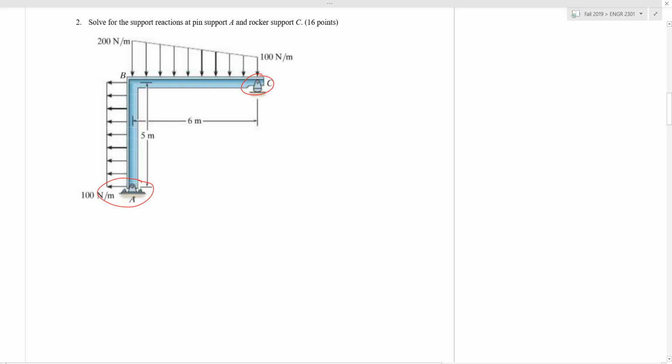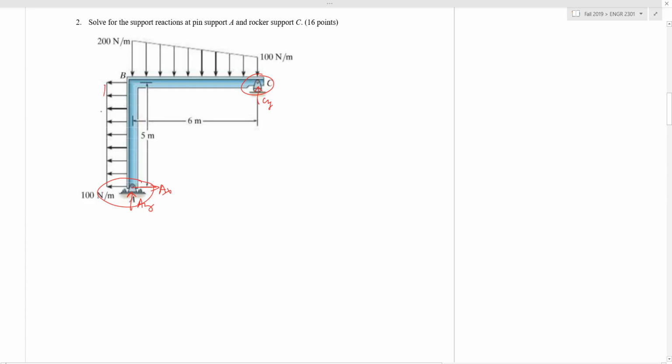I'm going to draw a free body diagram separately, but just a brief sketch. We will have AX and AY here, two support reactions associated with the pin, and only a CY here, one support reaction associated with a rocker or roller or contact surface. Again, if the supports are different, you need to be able to identify the corresponding support reactions accordingly. But in this case, very standard pin support and roller support. Sorry, rocker support.